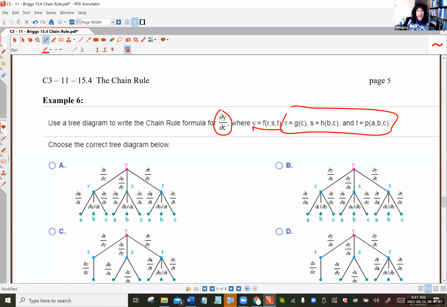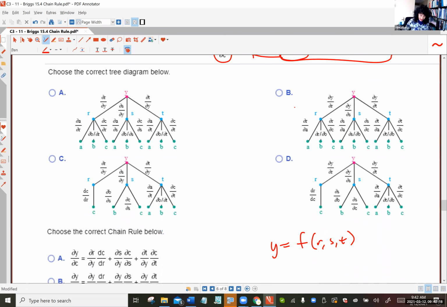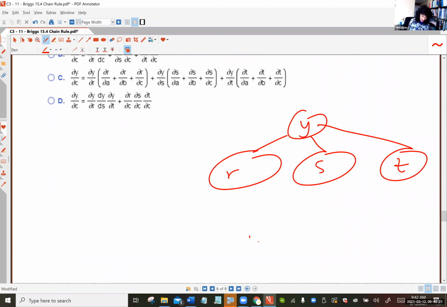Now, this is where it gets a little messy. And I'm testing you on functions of a single variable versus functions of more than one variable. In other words, you better have correct notation. Do you use the straight stem d, or do you use the curvy stem d? r is a function of one variable, c. So what does that mean? That means that this branch right here, the derivative of r, would be a straight stem d, because r is a function of a single variable. That's when you use straight stem d's.